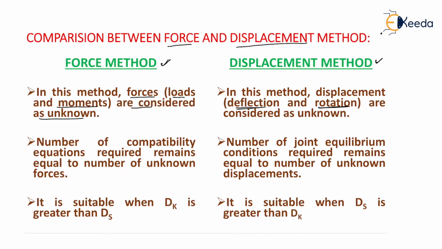Now in force method, the number of compatibility equations required is equal to the number of unknown forces. It means that the number of compatibility equations required for solving that problem is equal to the number of unknown forces in that structure. Similarly, in displacement method, the number of joint equilibrium conditions required is equal to the number of unknown displacements. It means that the number of joint equilibrium conditions required for the solution of that problem is equal to the number of unknown displacements present in that structure.